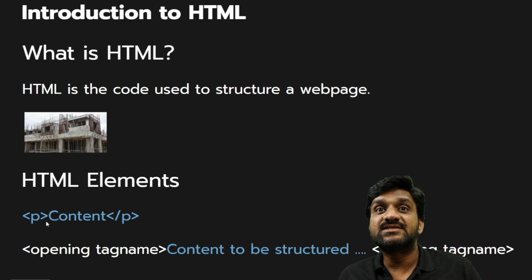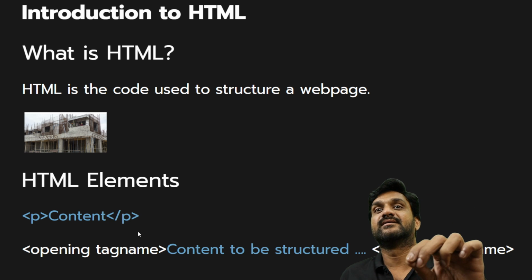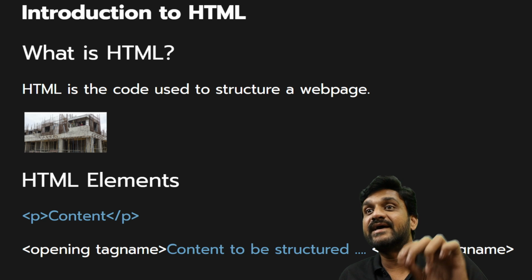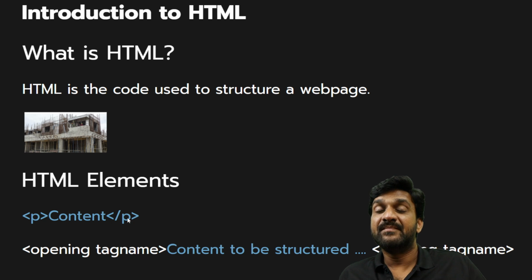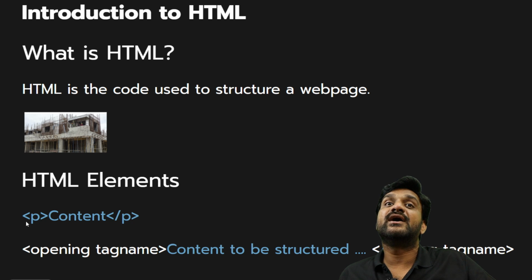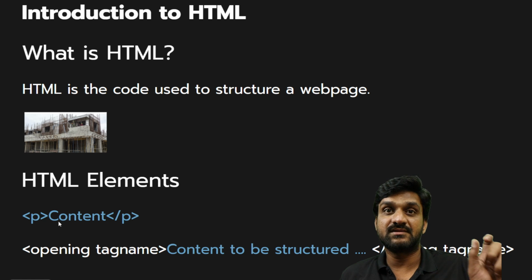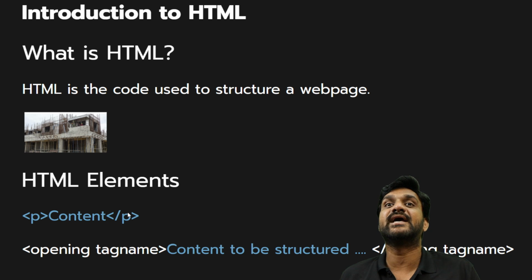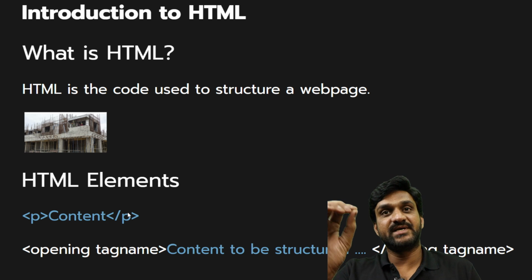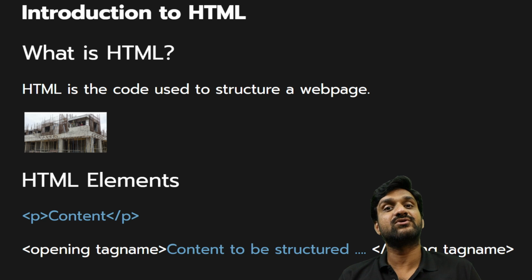This part of the HTML element is what we call the opening tag, and the name of the tag is P. And this part of the HTML element is what we call the closing tag. The name of this closing tag is P. That means we are going to create a paragraph, with an opening tag and a closing tag, and we are going to keep the content of the paragraph between the opening tag and the closing tag. This is how HTML elements will look.